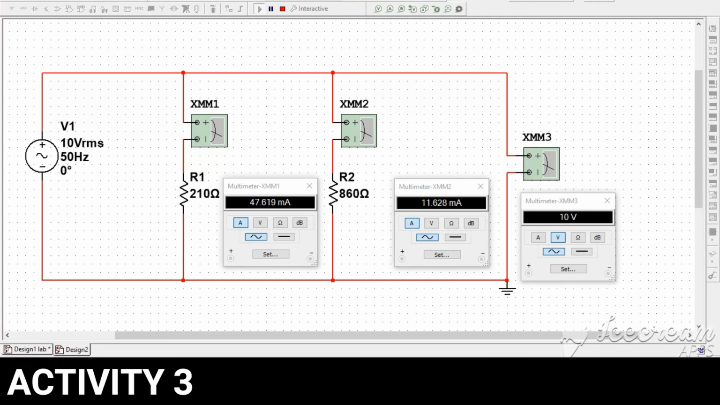So here we got I1 equal to 47.619 milliampere. We got I2 equal to 11.628 milliampere, and we got V equal to 10 volt.